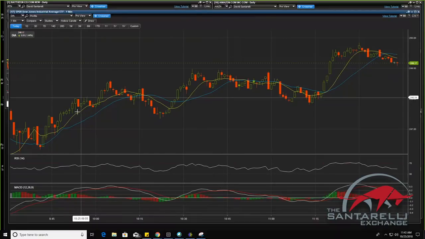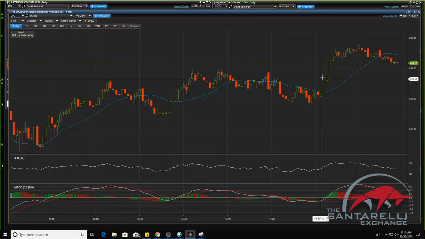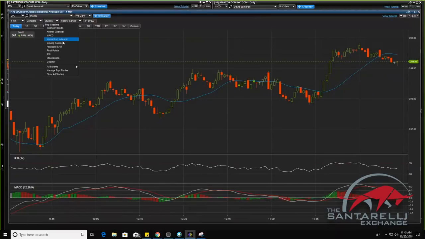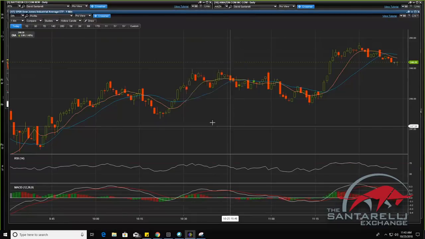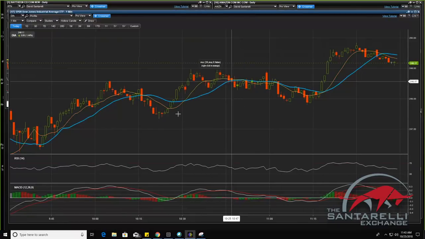Like I was saying, we get rid of this 10-day SMA here. Here's what we're looking for, these breakouts, right? Now let's add the 10-day SMA on here, simple moving averages. I always make my 10-day a yellow. Now we have an entry signal and an exit signal.